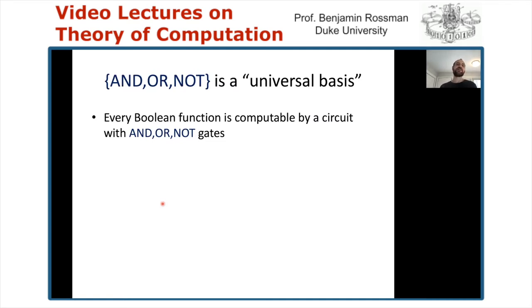AND, OR, NOT. It turns out you can compute any Boolean function with just these three gates. And so we say that the set {AND, OR, NOT} is a universal basis. The term basis refers to the set of functions that are available as gates in a circuit.